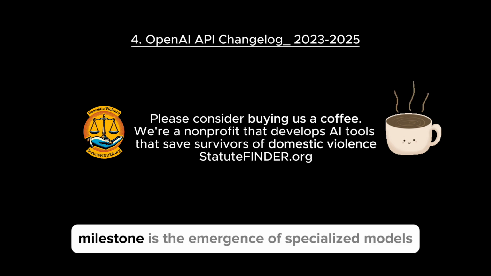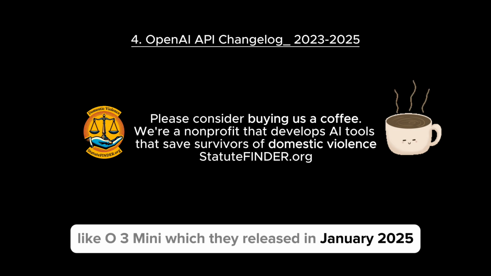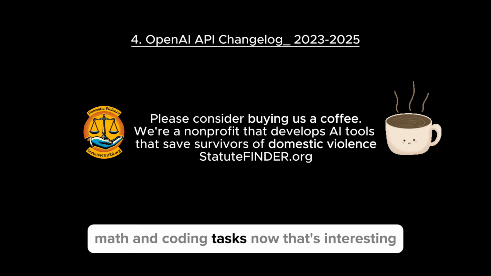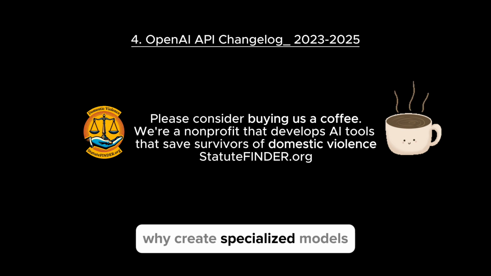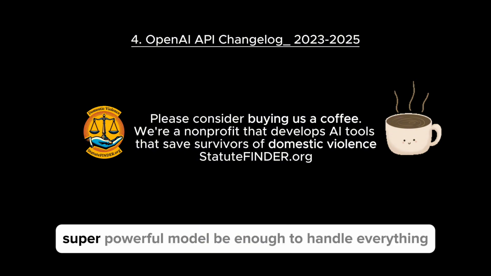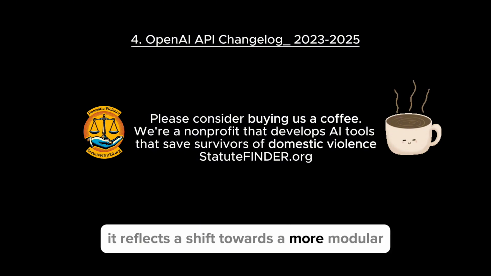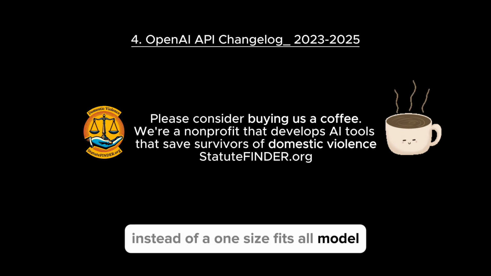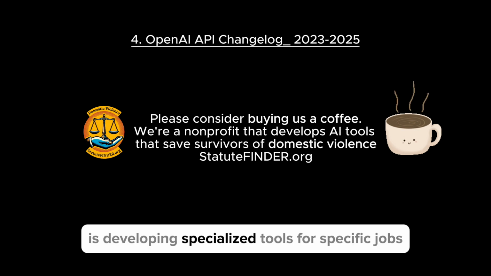The second key milestone is the emergence of specialized models like O3 Mini, which they released in January 2025. This one is optimized for science, math, and coding tasks. Now that's interesting. Why create specialized models? Wouldn't one super powerful model be enough to handle everything? It reflects a shift towards a more modular, purpose-built approach. Instead of a one-size-fits-all model, OpenAI is developing specialized tools for specific jobs.